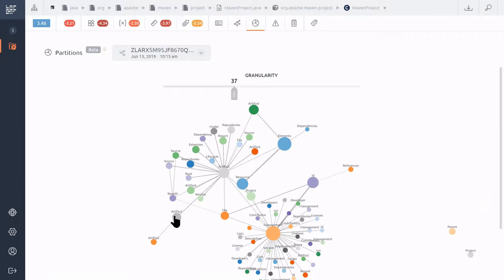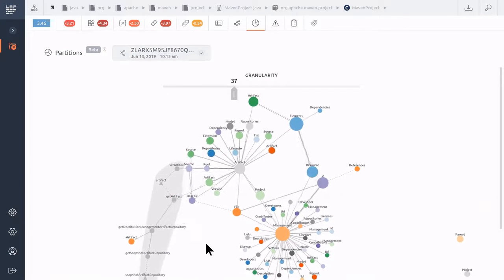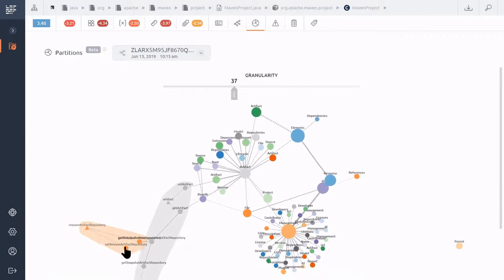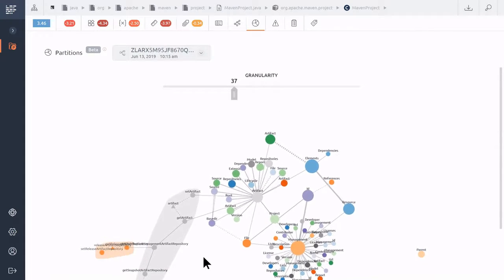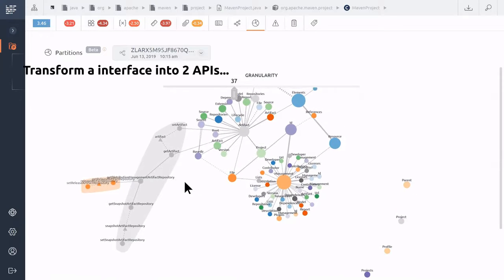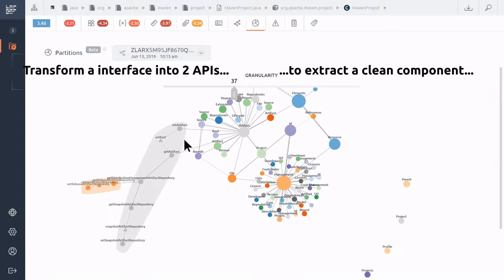When we unfold a functional group, we can always replace an interface with two APIs that are speaking to each other and extract the functions and attributes into another component.